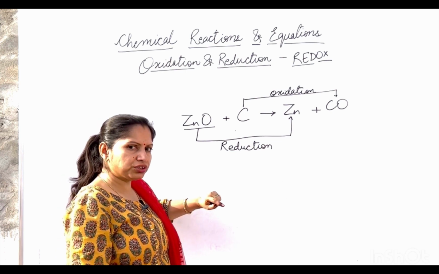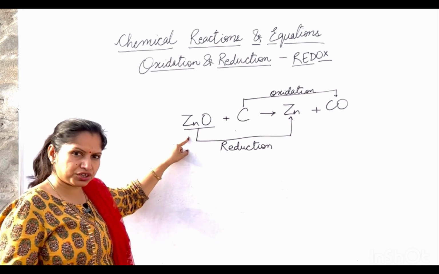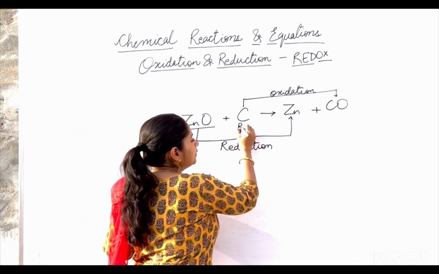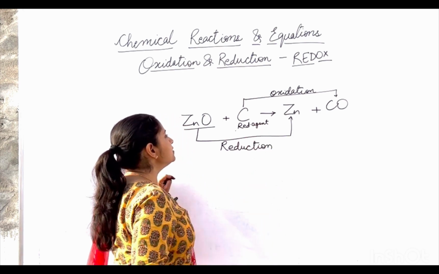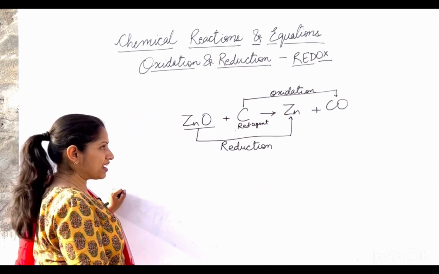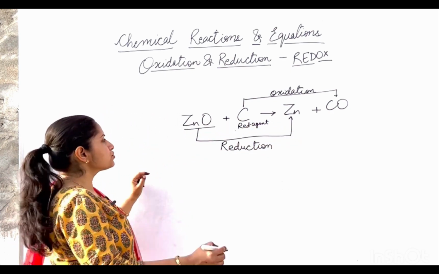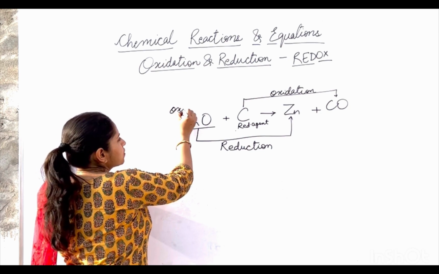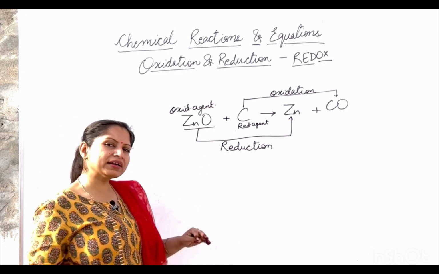The one which undergoes oxidation is itself the reducing agent, because it is helping zinc oxide to undergo reduction. So it is a reducing agent, and since zinc oxide is undergoing reduction, it itself is an oxidizing agent because it is helping carbon to get oxidized. So zinc oxide is an oxidizing agent. I hope you are clear with the concept.